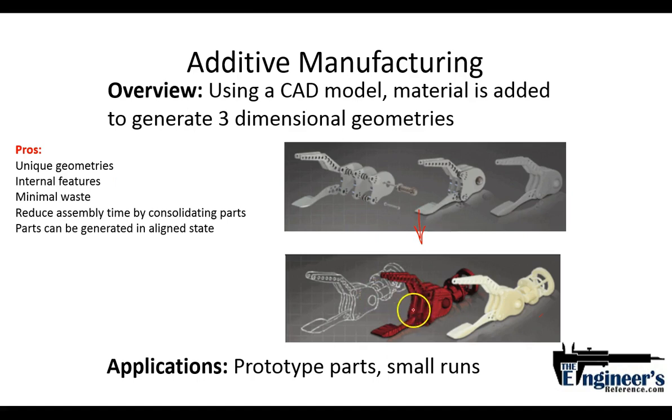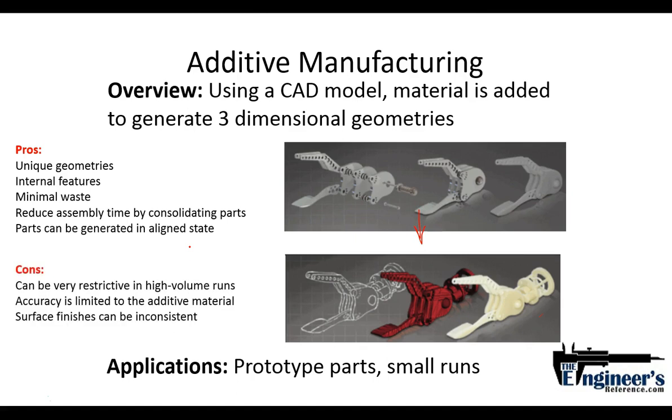You can obviously get internal features. There's not a lot of waste because you're actually building. You're not taking material away, so there are no chips, there's no swarf. You reduce the assembly time by consolidating the components. And parts can be generated in an aligned state. So if you have parts that have to be assembled with a certain parallelism, certain GD&T behind them, you can actually generate them already in place, already in their proper state.